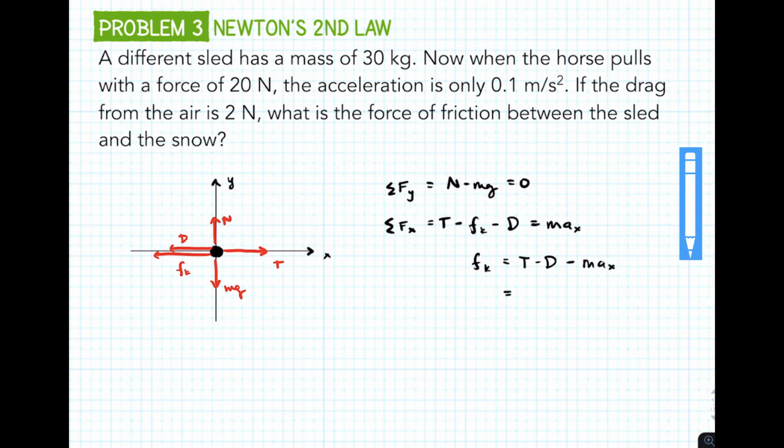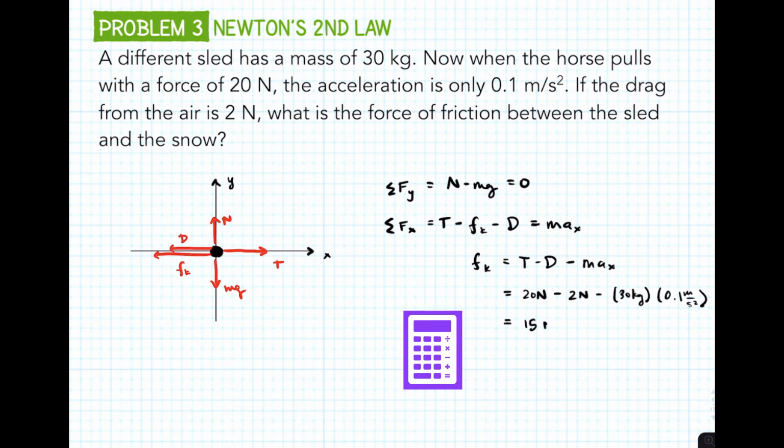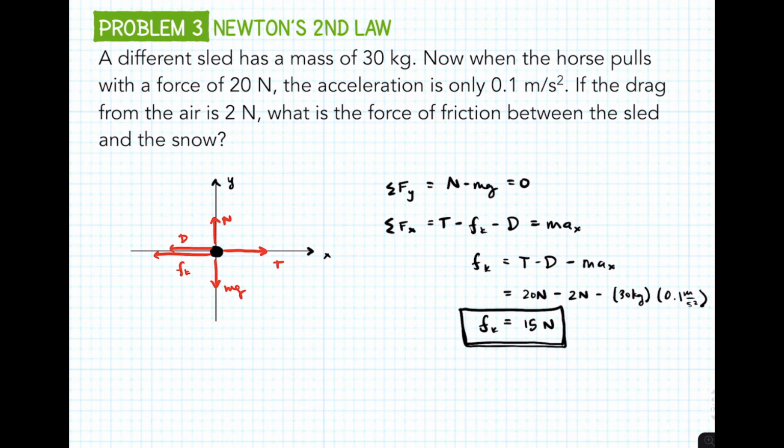So we know the horse force is still 20 newtons. The drag now is 2 newtons. And then the mass is 30 kilograms instead of 20, and the acceleration is 0.1 meters per second squared. We plug all this stuff in, and we get a frictional force of 15 newtons. So essentially, this is the same problem, just with the numbers tweaked and it's asking for a different value than we did before, but all that's just algebra.